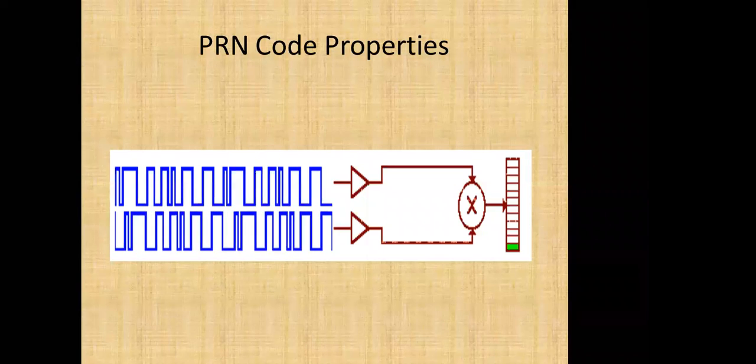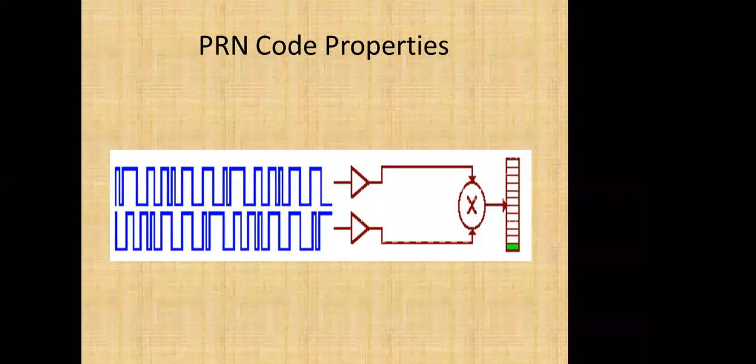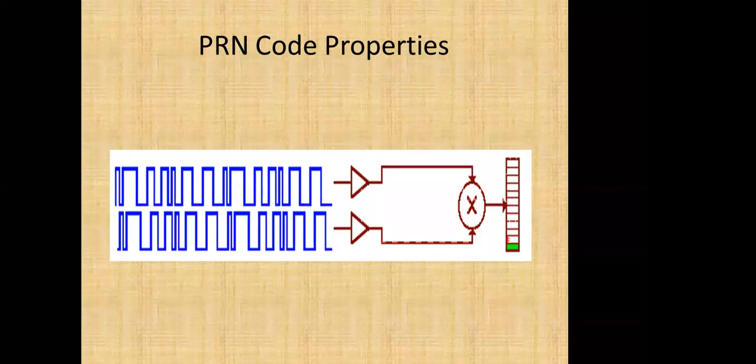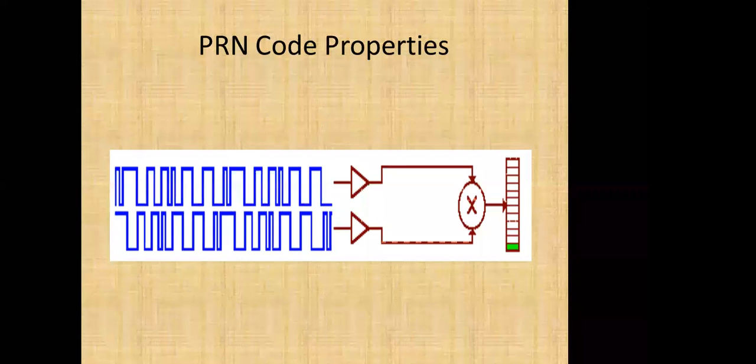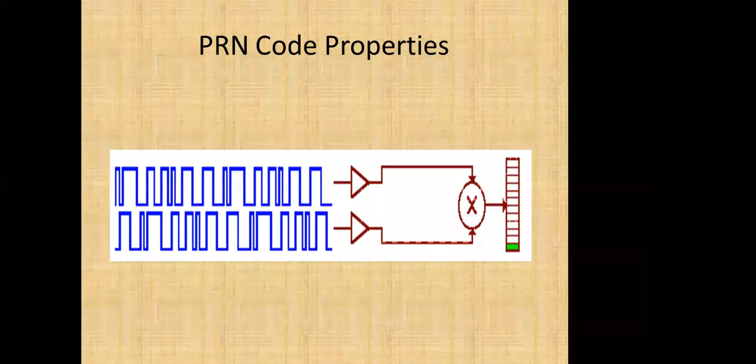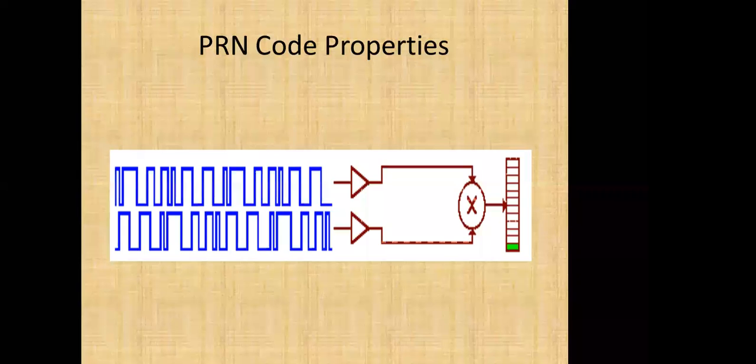So this slide is showing that whenever the receive code is matching with the transmit code, we will get a correlation peak, and the receiver will assume that this is the code phase and carrier phase, and accordingly it will do the pseudo range measurement.